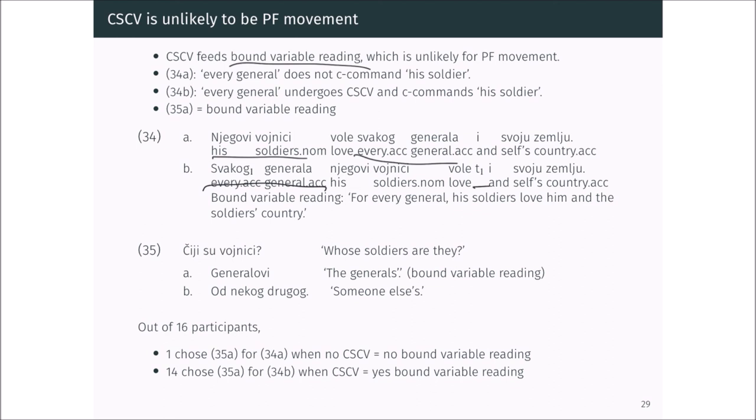These two sentences were presented with these questions and answers. Whose soldiers are they? Option A is the general's soldiers. That would be the bound variable reading. Option B, someone else, would not be the bound variable reading. Out of the 16 participants, one chose the generals for the sentence with no CSCV, indicating the bound variable reading was not available. But 14 out of the 16 participants chose the generals for the sentence with CSCV. This indicates that moving "every general" in a CSCV manner did change the interpretation. That argues against the PF movement analysis for CSCV.